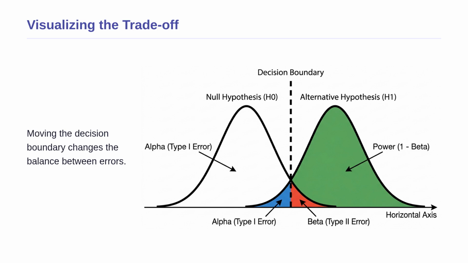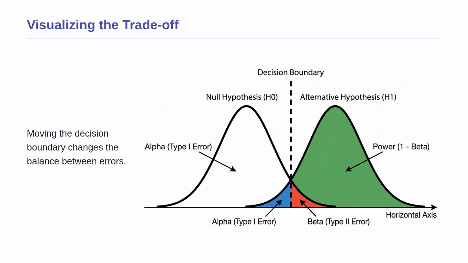On screen, you see two overlapping bell curves. The left curve represents the null hypothesis and the right curve represents the alternative hypothesis. The dashed vertical line is our decision boundary. The red shaded area to the right of the boundary under the first curve is alpha, our type 1 error. The blue shaded area to the left of the boundary under the second curve is beta, our type 2 error.